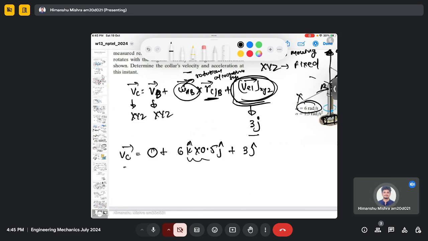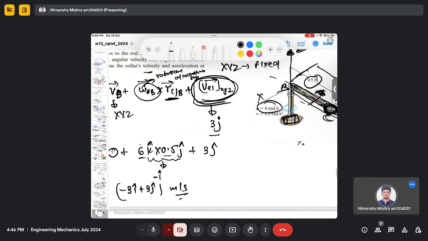So between K and J I will get the component in minus I direction, and the magnitude is 6 multiplied by 0.5, which is 3. So the velocity vector at C will be minus 3i plus 3j. So this is the velocity of collar C in the fixed frame.